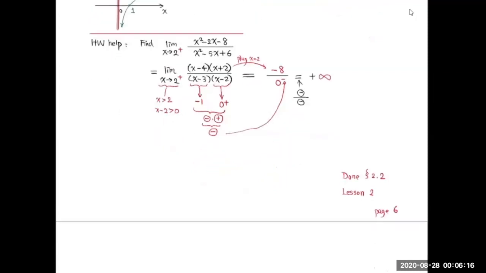So that's the end of our lesson 2. Okay, that's the end of section 2.2 also.